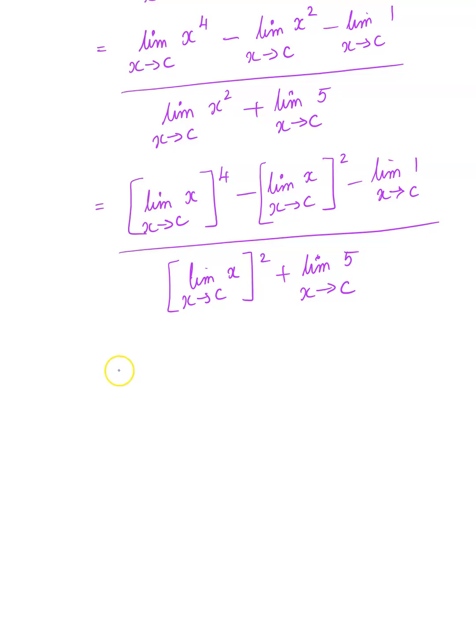Okay. Now that it's in this most simplified form in the parentheses and the brackets, we'll go ahead and plug in for limit x approaches c as c. If it was limit x approaches 1, then in the place of x, you plug in as 1, right? In this case, you're replacing all the x's with c. So c power 4 minus c squared minus 1, because there was no x there, divided by c squared plus 5. So we substitute for x as c.